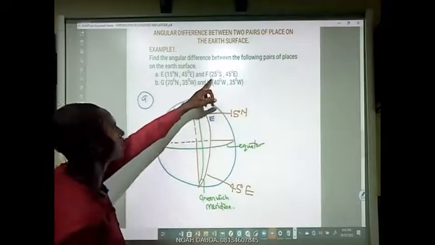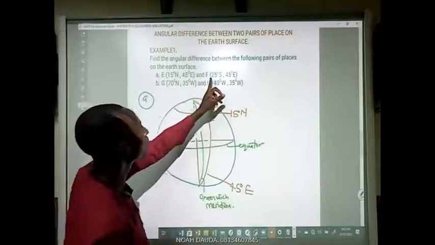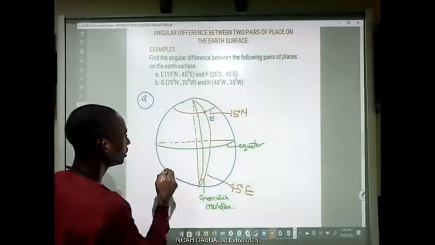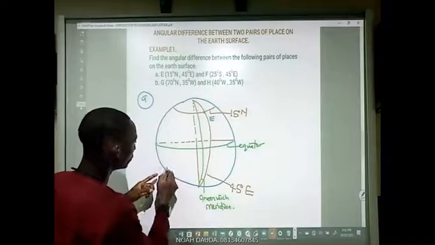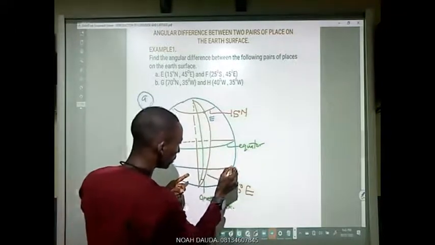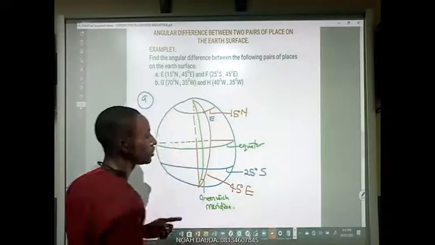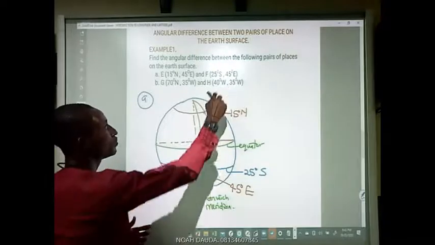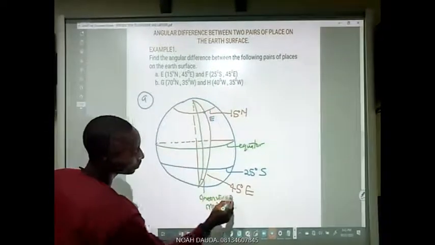You move on to the next one, 25 degrees south. For 25 degrees south, all you need to do is to draw your diagram as well. Any region around here, indicate it as 25 degrees south, and you're done. Then you move on to 45 degrees east. 45 degrees east has been drawn already, so you don't need to draw it again.